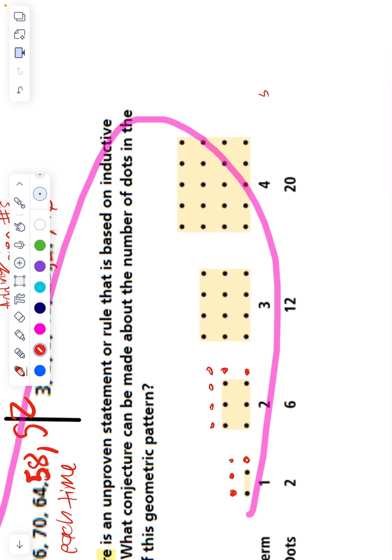Okay, in the sequence it would be number 5, like box 5 or pattern 5. And it would have 6 dots along the bottom, and it would add an extra row to have 5 rows. So it would be 30 total dots. Now I didn't draw it the same size, but it's the right number of dots. So that's a conjecture. Okay?